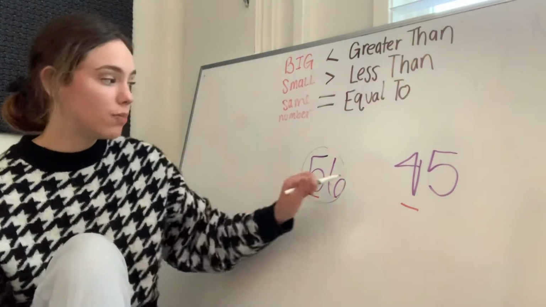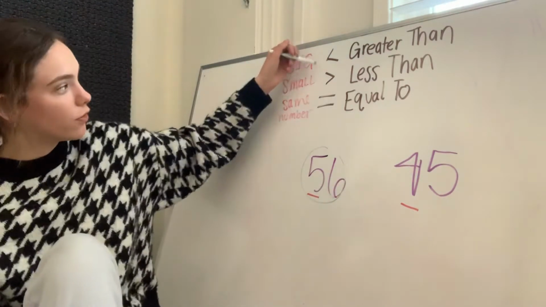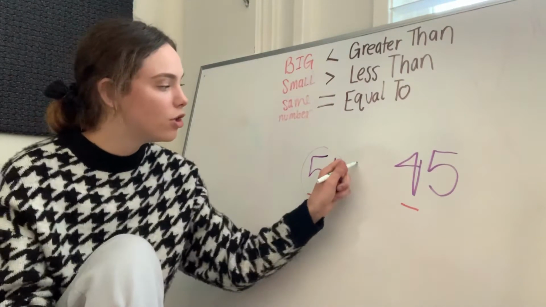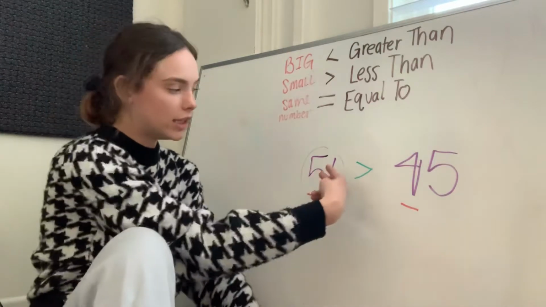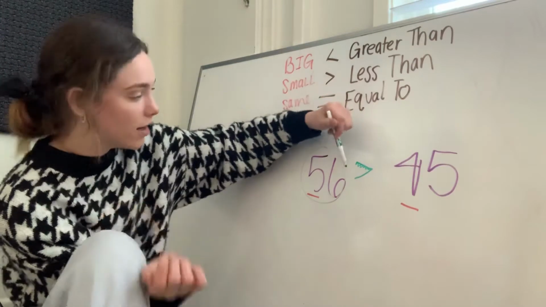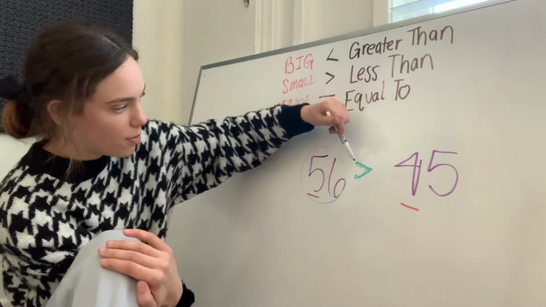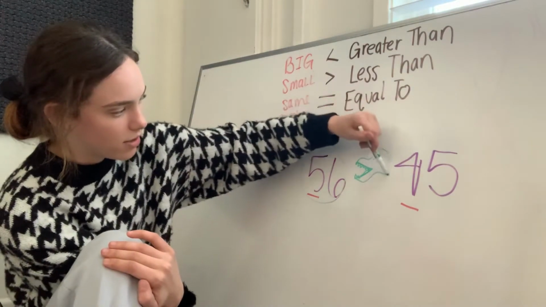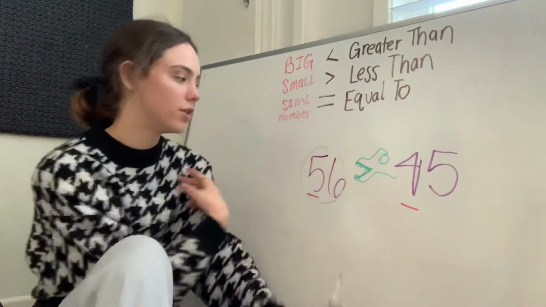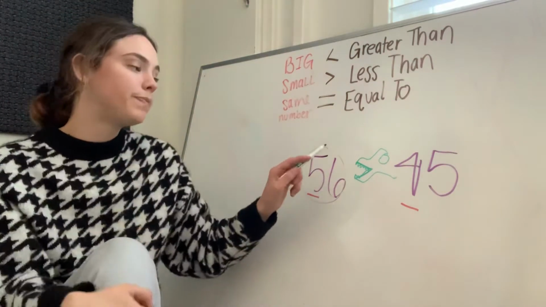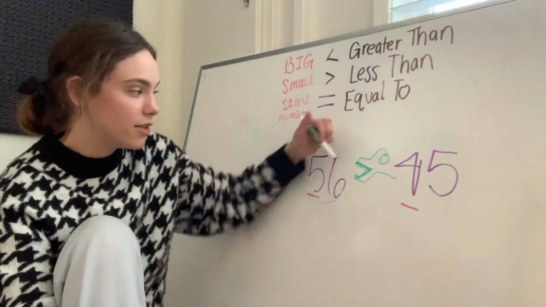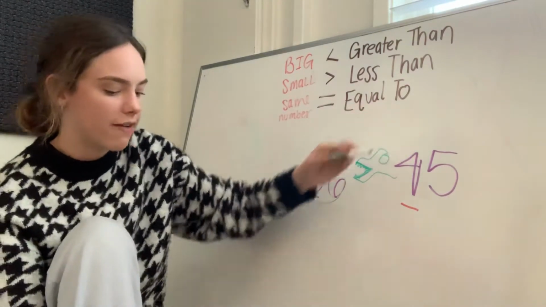So then we need to put a symbol right in here. I refer to my symbols, and I remember that the alligator always eats the bigger number. So I'm going to draw my symbol eating towards the 56. And remember, if this helps you, you can draw the alligator. I don't need to draw it anymore, but if you want to draw it, you can. Hopefully you can draw a better alligator than me. But look, the alligator is eating towards the bigger number. So we know 56, and this is how you would say it if you had to repeat the problem: 56 is greater than 45.